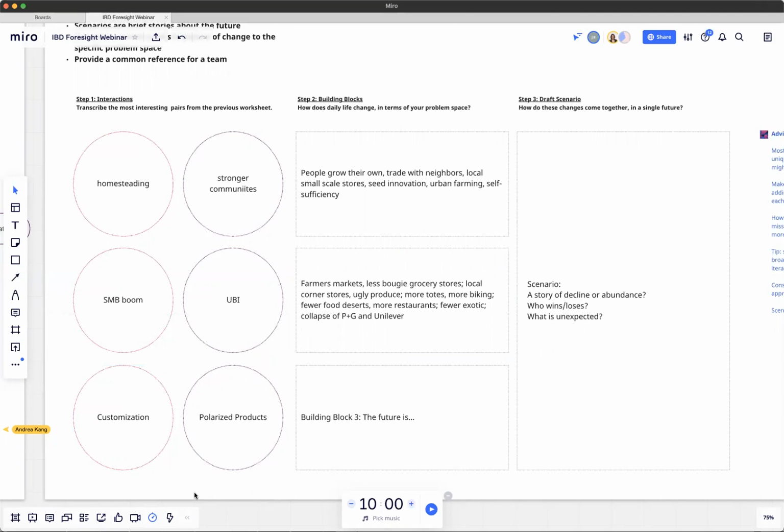Like the idea that the more products are customized or bespoke, the more that contributes to polarization in society and haves and have-nots. So what is food like in this world? This one's going to be a little bit more dystopic. I could see the hoarding of seeds, going back to seed innovation, the hoarding of certain seeds from being available to certain communities.